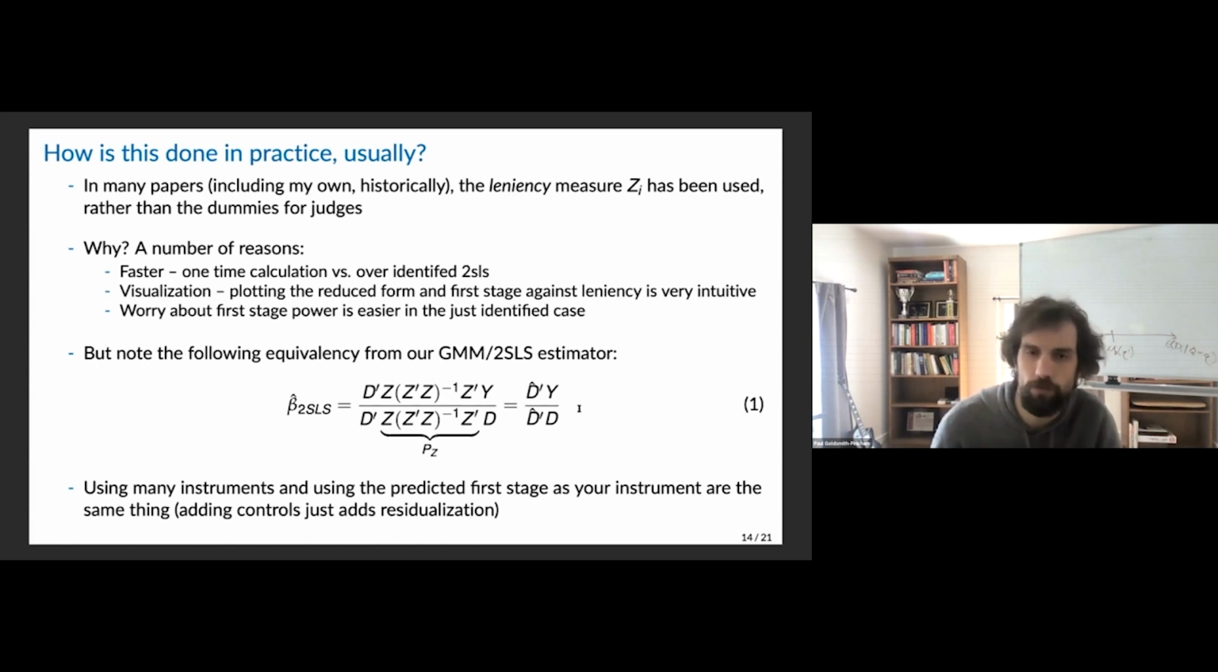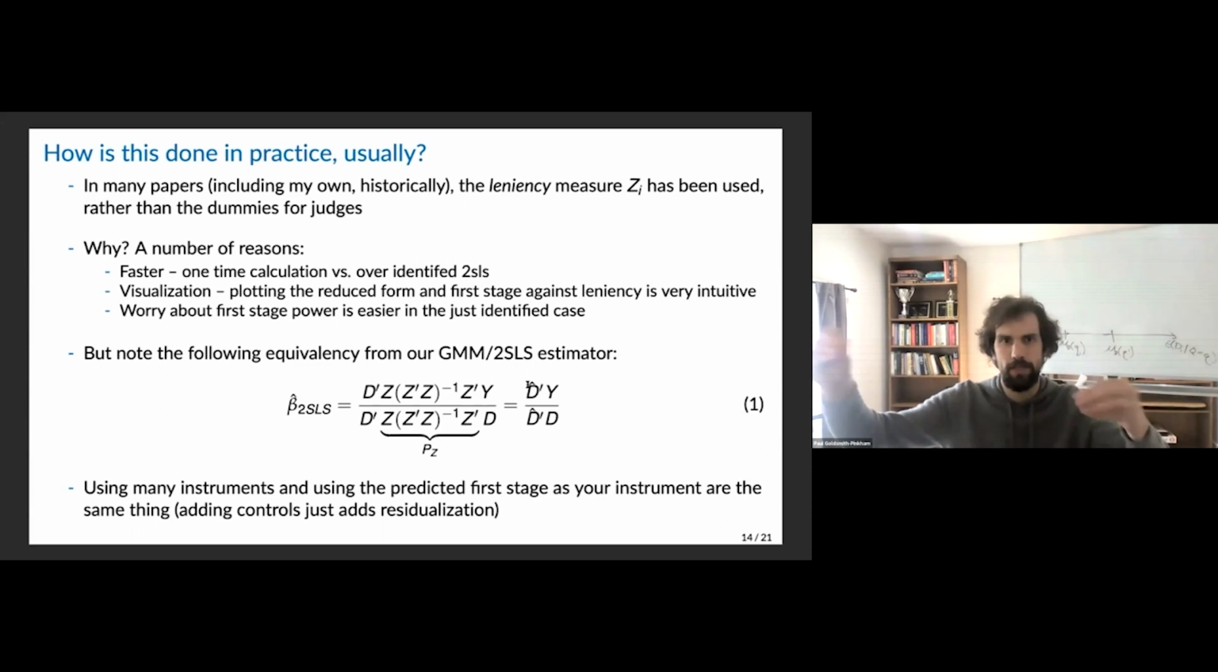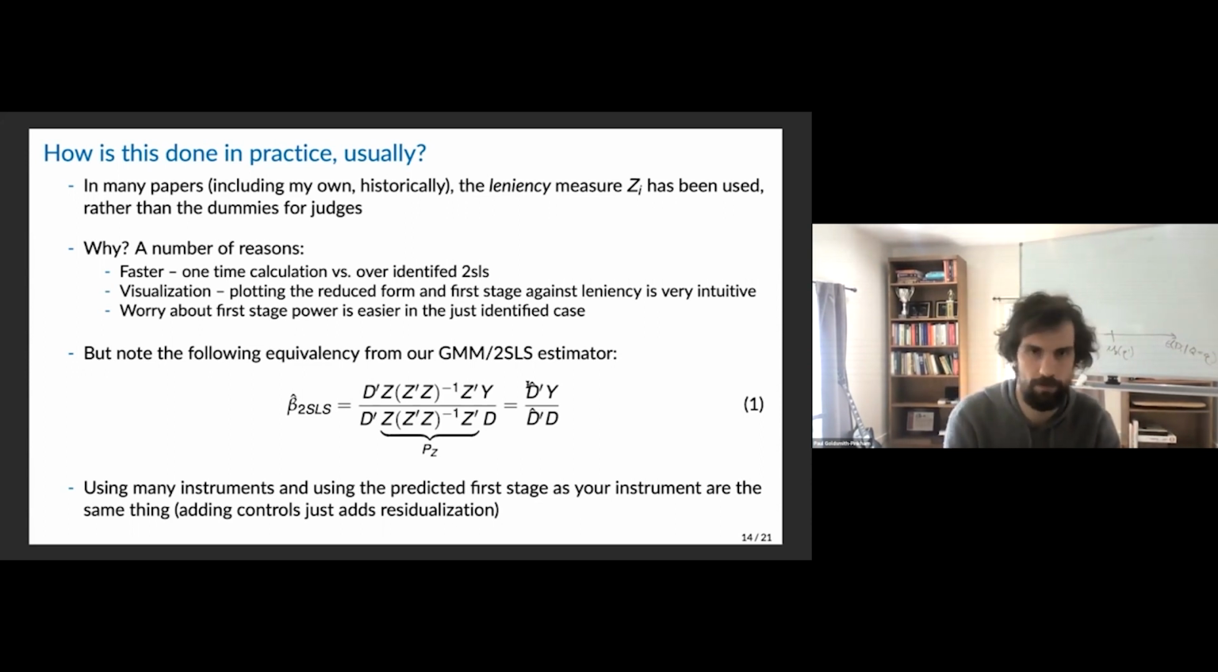Adding controls doesn't add anything special. We just would have to residualize the Z's, and we can do a couple of steps in order to get that right. That would just get us the D hat residual. And that's what we do when we do the leniency measure. So what it means is that, more or less, using this predicted first stage and using this leniency measure are getting you basically the same estimate. They're the same estimator, but the inference is going to be very different.